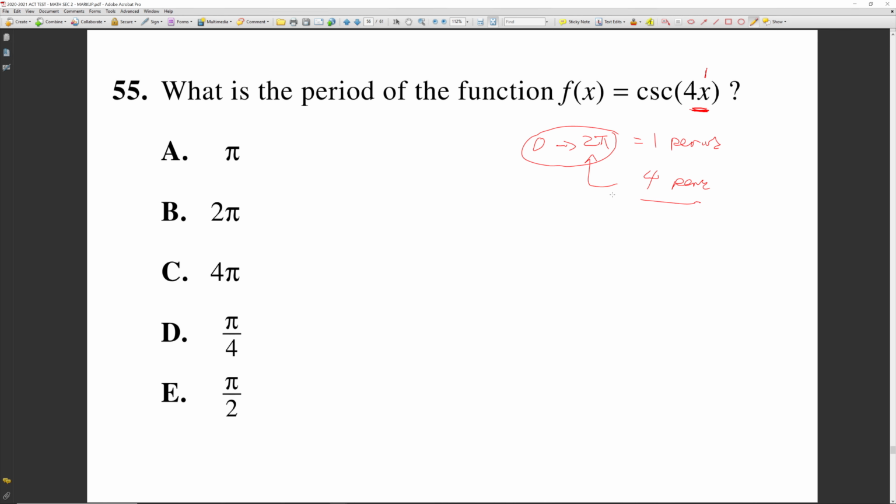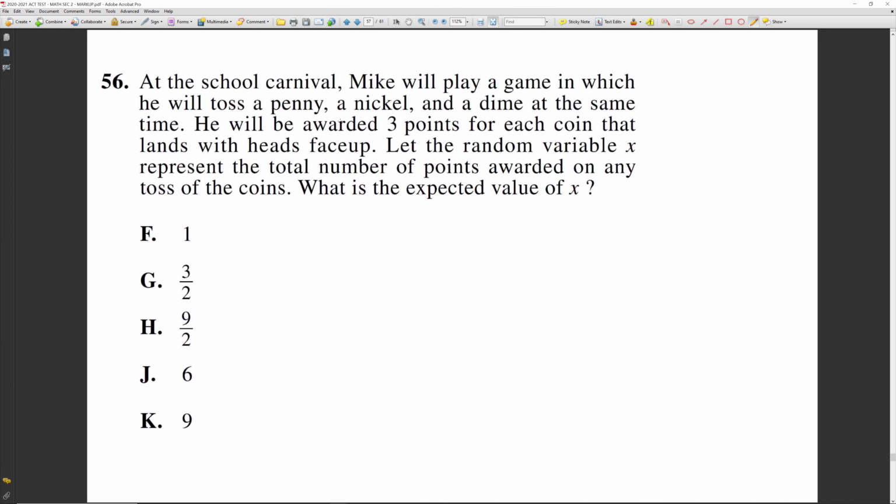I get 0 to 2 pi. If that's the case, then I have to take 2 pi and divide by 4. And when I do that, I get half pi as my full 1 period. The answer with 1/2 pi is E. So in reality, this should take anywhere between 10 to 30 seconds. Like a boss. Number 56.